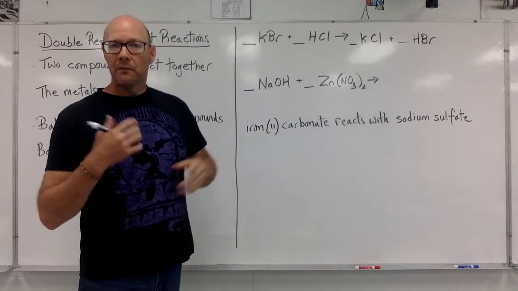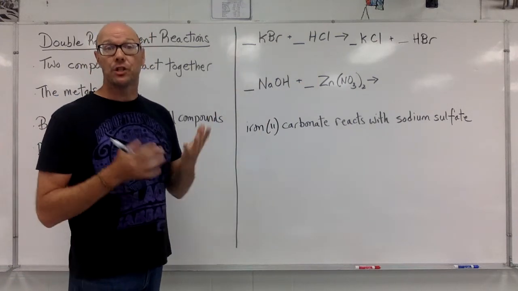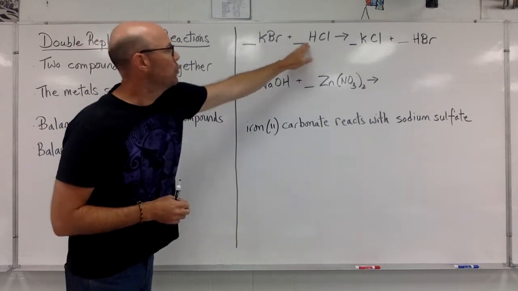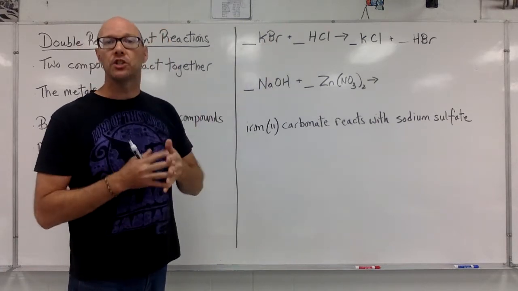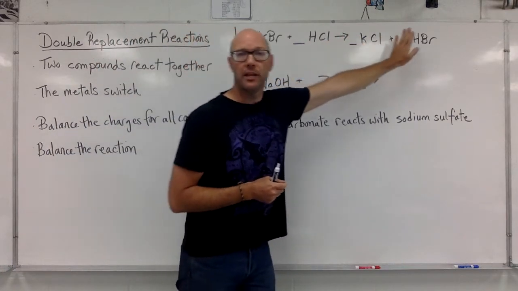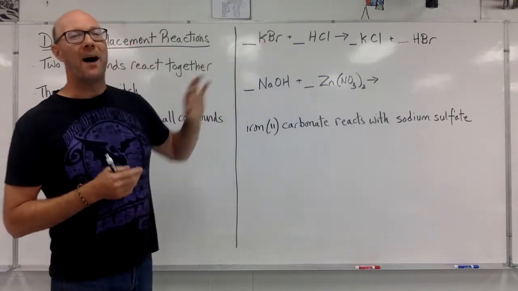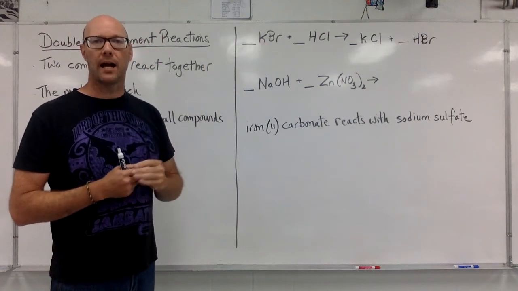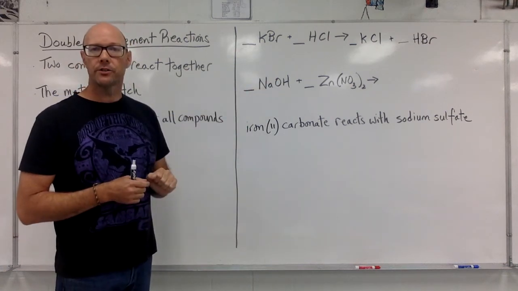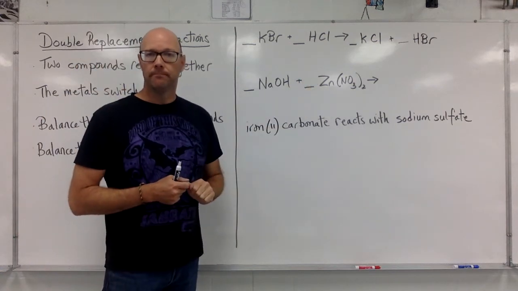In this first example, everything was 1 plus and 1 minus, so it does just turn out that this whole reaction is balanced. It's mostly to show that the two metals, the two cations, exchange spots. I could have put HBr first and KCl after, the order doesn't matter, but I now have a balanced double replacement reaction. Second example, I have sodium hydroxide, NaOH, reacting with zinc nitrate.